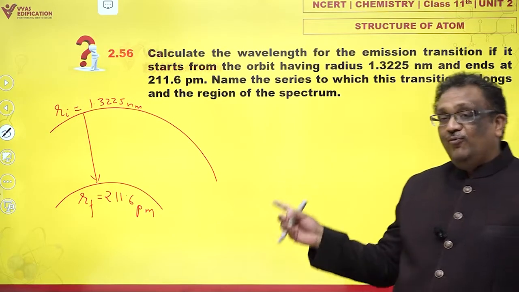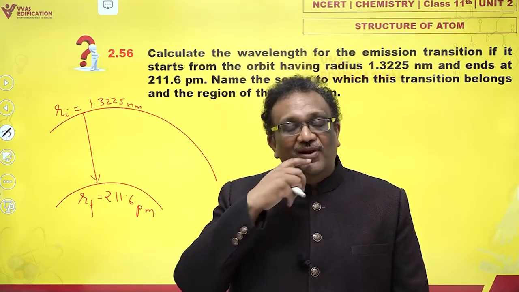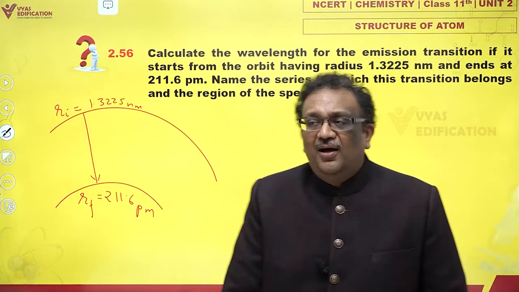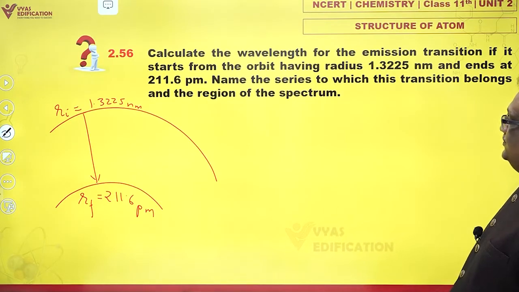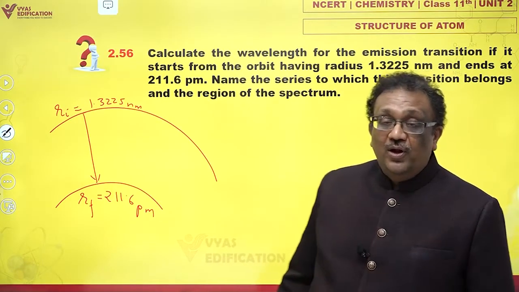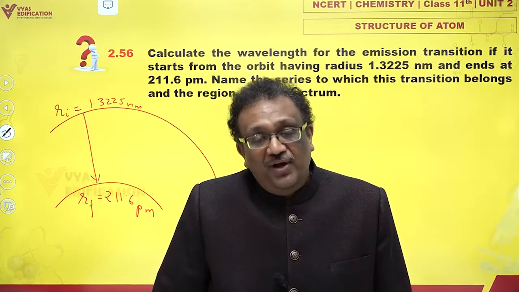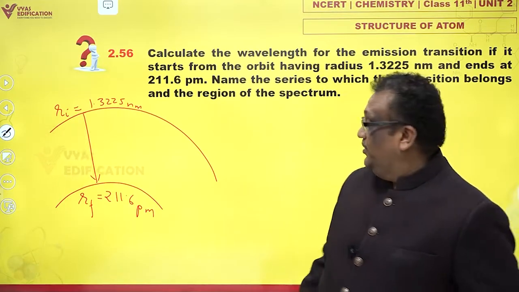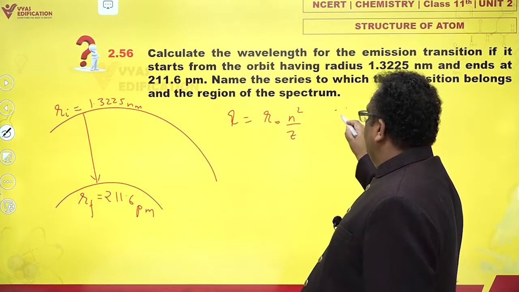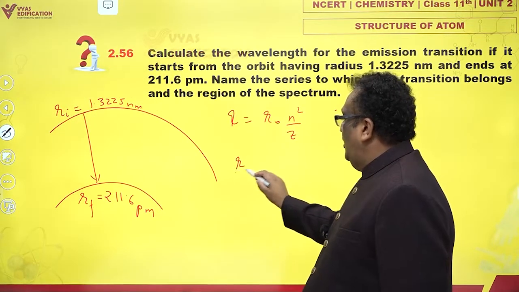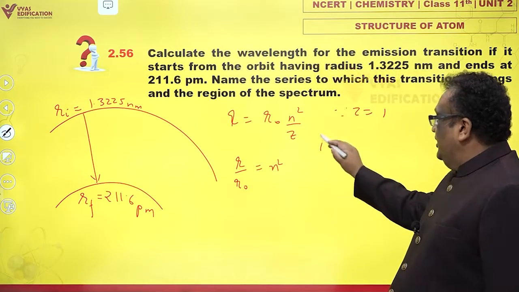Yes, an electron can revolve only in those orbits for which the circumference is an integer multiple of lambda. We could use that, in case you feel like. Otherwise, we can simply say that using the radii, once we know the radius, we can calculate n, and accordingly we could get the transition. R is R naught n square by Z, and since Z we are assuming as 1, R by R naught is n square.